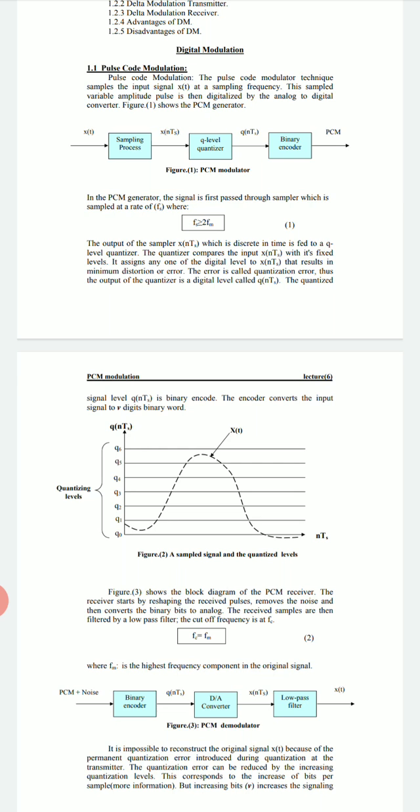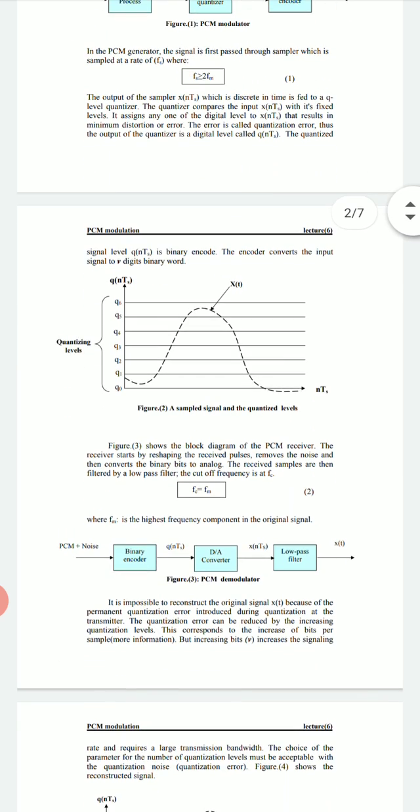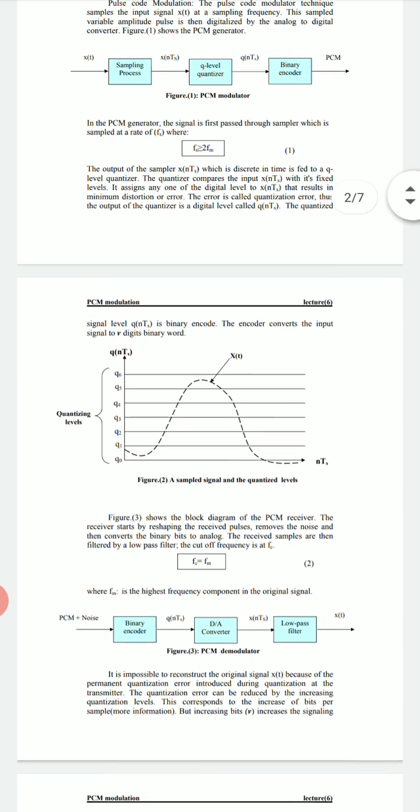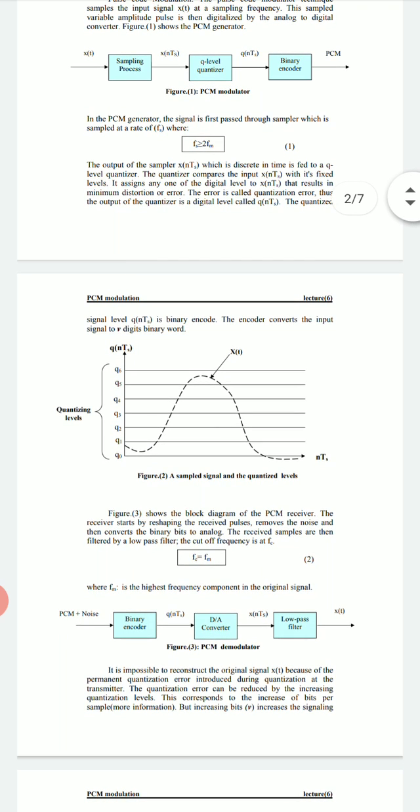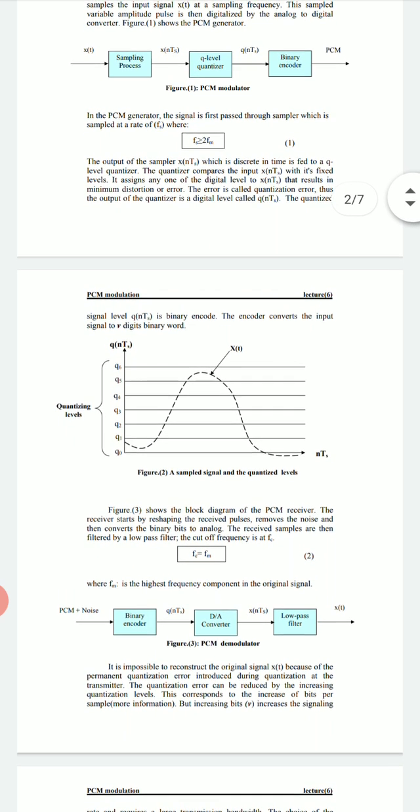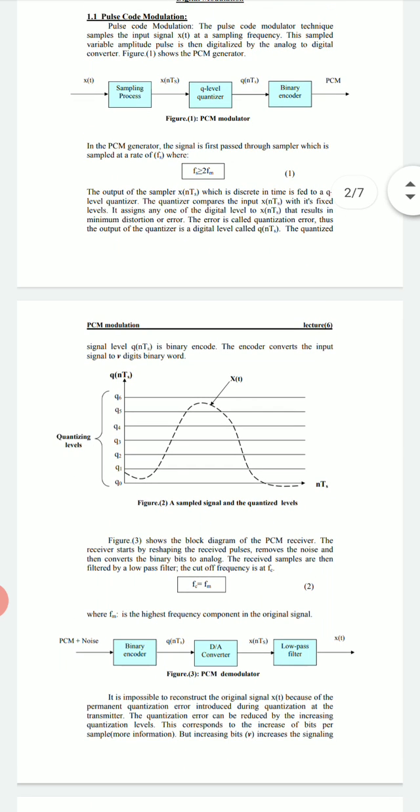It means in the PCM generator the signal is passed through a sampler, which samples it at a rate Fs greater than or equal to 2 Fm. Here we are talking about the output of the sampler, which we get from the sampling process. You can see this in the block diagram of the PCM modulator. We write the sampled signal as x(nTs).